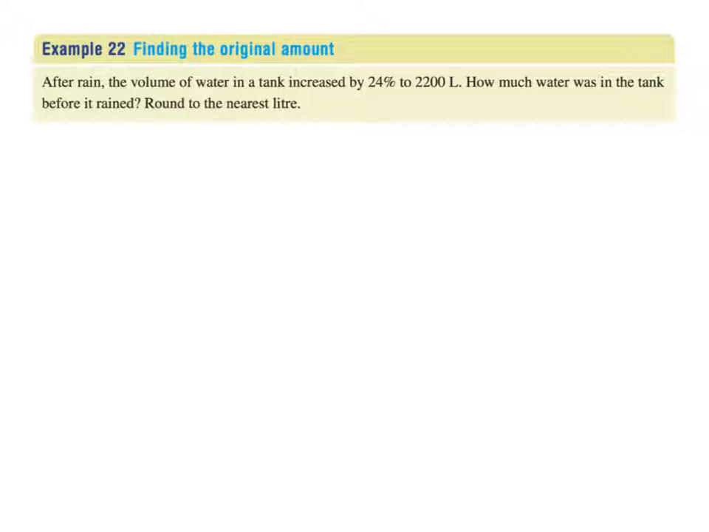After rain, the volume of water in a tank increased by 24% to 2,200 litres. How much water was in the tank before it rained? Round to the nearest litre.